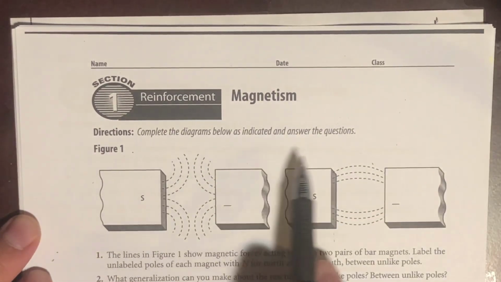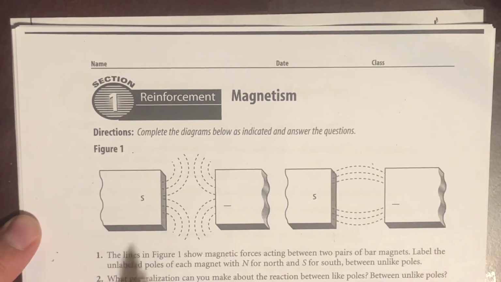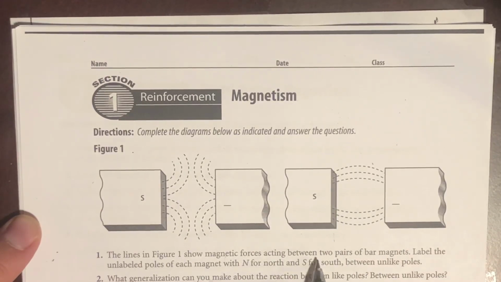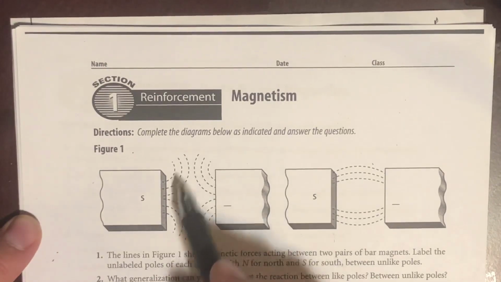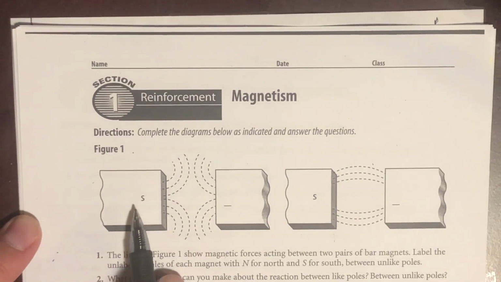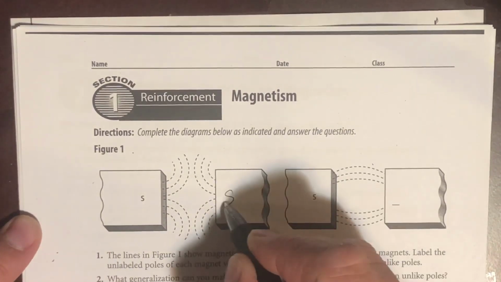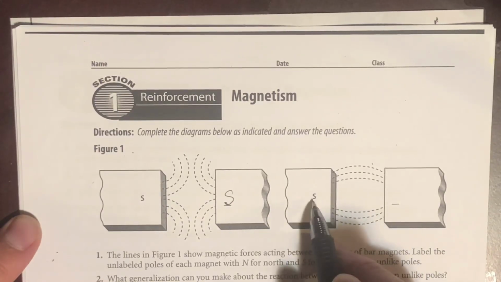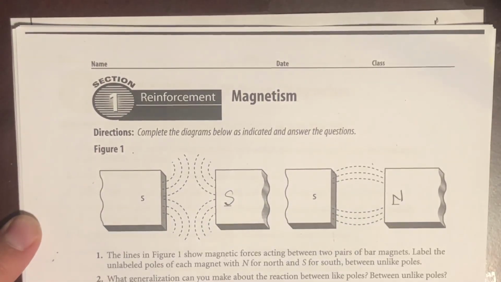It says complete the diagrams below as indicated and answer the questions. The lines in figure 1 show magnetic forces acting between two pairs of bar magnets. Label the unlabeled poles of each magnet with N for north, S for south between the unlike poles. So this is, they're repelling one another. So if this is south, then this one is also going to be south. Here they are attracting one another. So if this is south, this is going to be north.